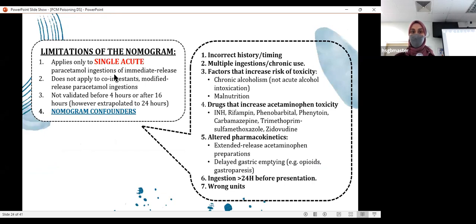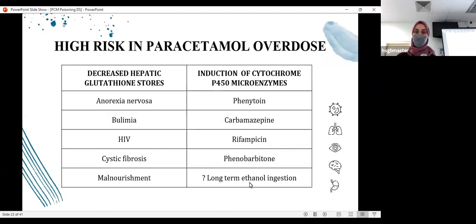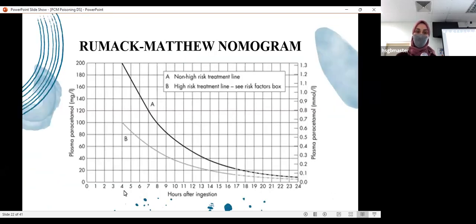Alright, so limitations of the nomogram, you can only use it if the patient has a single acute PCM ingestion of immediate release. It does not apply to co-ingestions or modified release PCM. It is not validated before 4 hours or after 16 hours. Your nomogram confounders: incorrect history of timing, multiple ingestions or chronic use, factors that increase risk of toxicity such as chronic alcoholism, malnutrition, drugs that increase your acetaminophen toxicity, ingestion more than 24 hours ago, or wrong units. So this nomogram you can only use if the patient ingests after 4 hours.